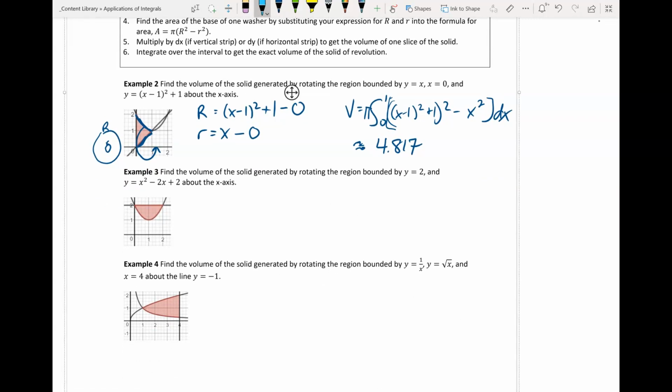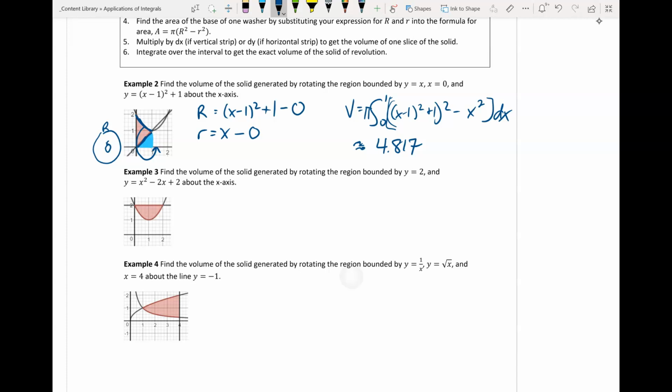So in this case, we want to use our washer method because when we revolve around the x-axis, this part over here is the hole. And when we're doing the disk method, there is no hole at all. So for example 3, the picture's already given to us.